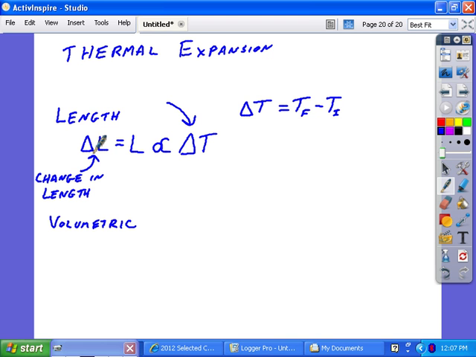If you have it the opposite way, where it's getting colder, your final temperature is going to be lower than your initial. So the temperature, small number minus big number, is going to give you a negative delta T, which is going to give you a negative delta L. Okay? So just remember that this is the overall change in length. It's not telling you the new length itself. L is just your original length.